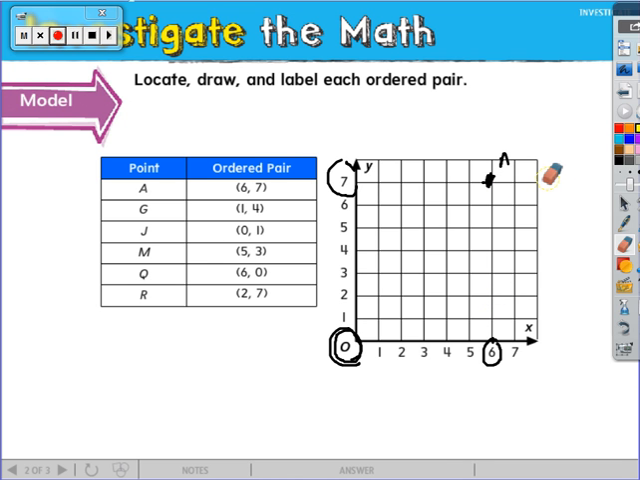All right, so there are the points. We've graphed them all. I will tell you that most of tonight's homework is going to be either graphing points or naming the points that have already been graphed. So you guys have pretty much done it all already.